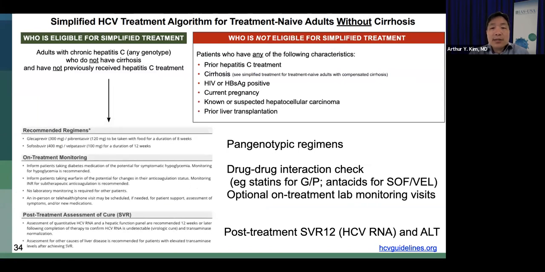So pangenotypic regimens are available. Do a drug-drug interaction check. There are a few to remember, such as statins for GP, and antacids that may be co-administered with Sofel, but do need to be spaced apart. And then the option for on-treatment monitoring, and then the post-treatment assessment.